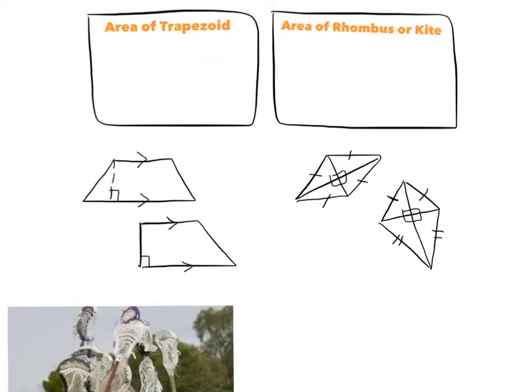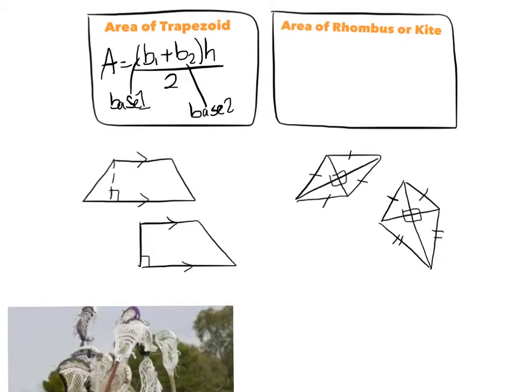The area of a trapezoid is base 1 plus base 2 times the height divided by 2, where B1 is base 1, and B2 is base 2, and H is the height.